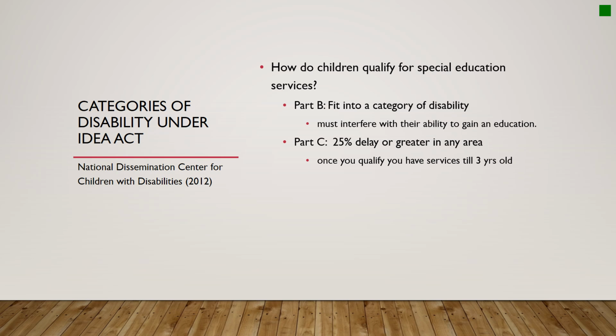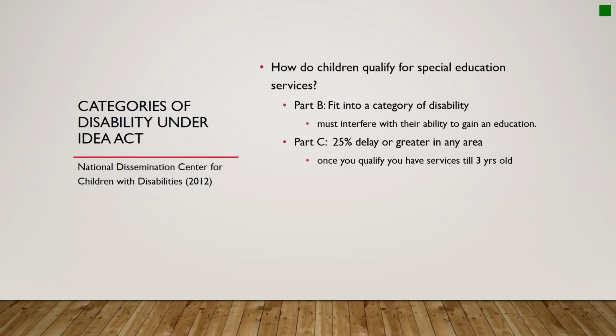And for Part C, it's a little bit different. We think of more of the general domains of development, such as the ones we're going to be covering in the course. A child, in order to qualify, needs to have a 25% delay or greater in any area of development. It could be more than one, but at least one.